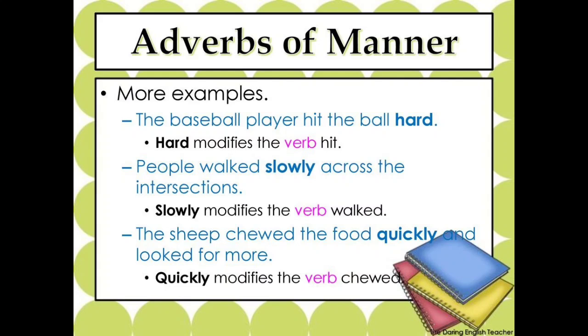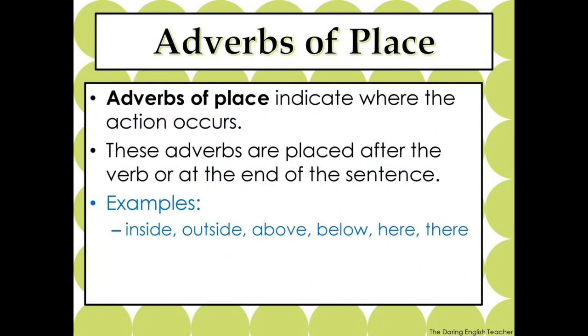Now I think you are clear about the adverb of place, which indicates where the action occurs. So for the question where, the adverb of place shows where the action happened. These adverbs are placed after the verb or at the end of the sentence. For example, inside, outside, above, below, here, there. These are the words that we can use to show the adverb of place, children.